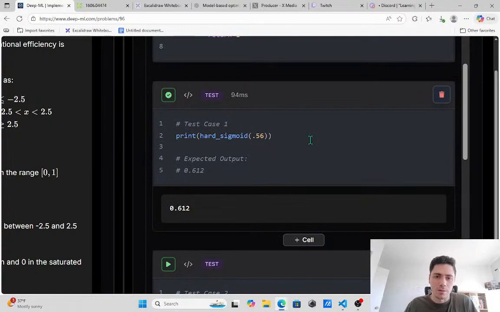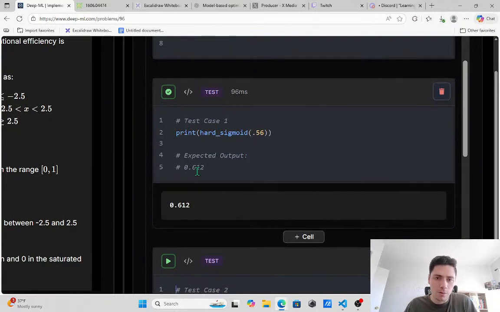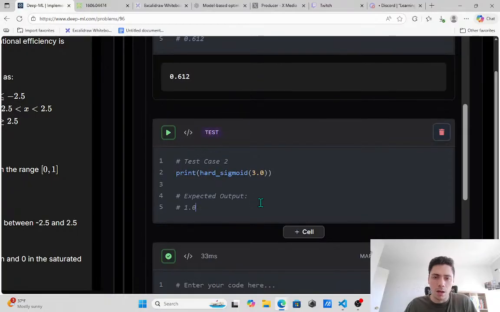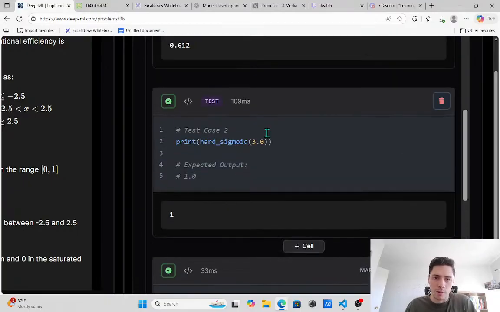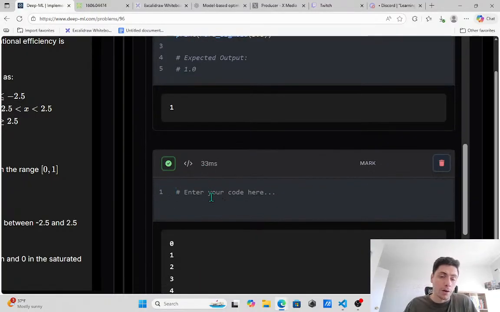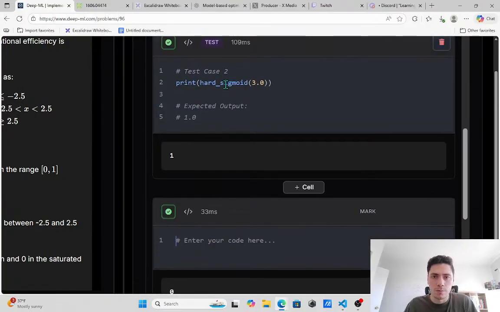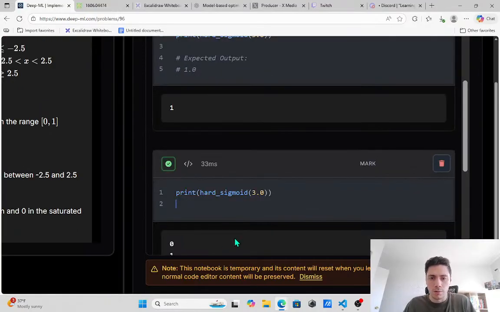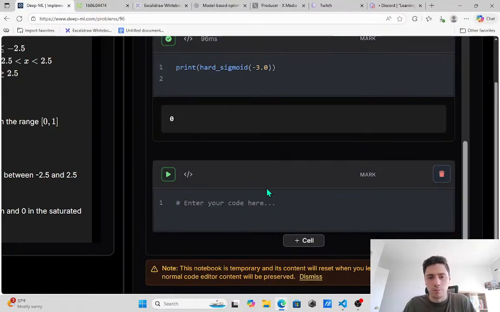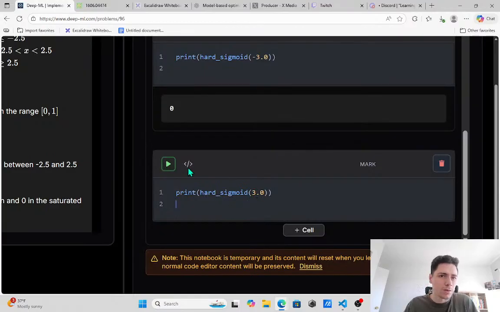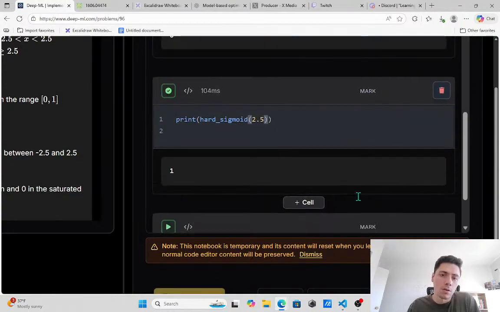Okay, we can run this. We get 0.62, which is the expected output. We can run this, which we would expect to be 1, and it is 1. We can make our own new test. If I do -3, I'd expect the output to be 0. Cool. If it was between, what is it, 2? So let me check an edge case. If it's 2.5, it should be 1. And it is.